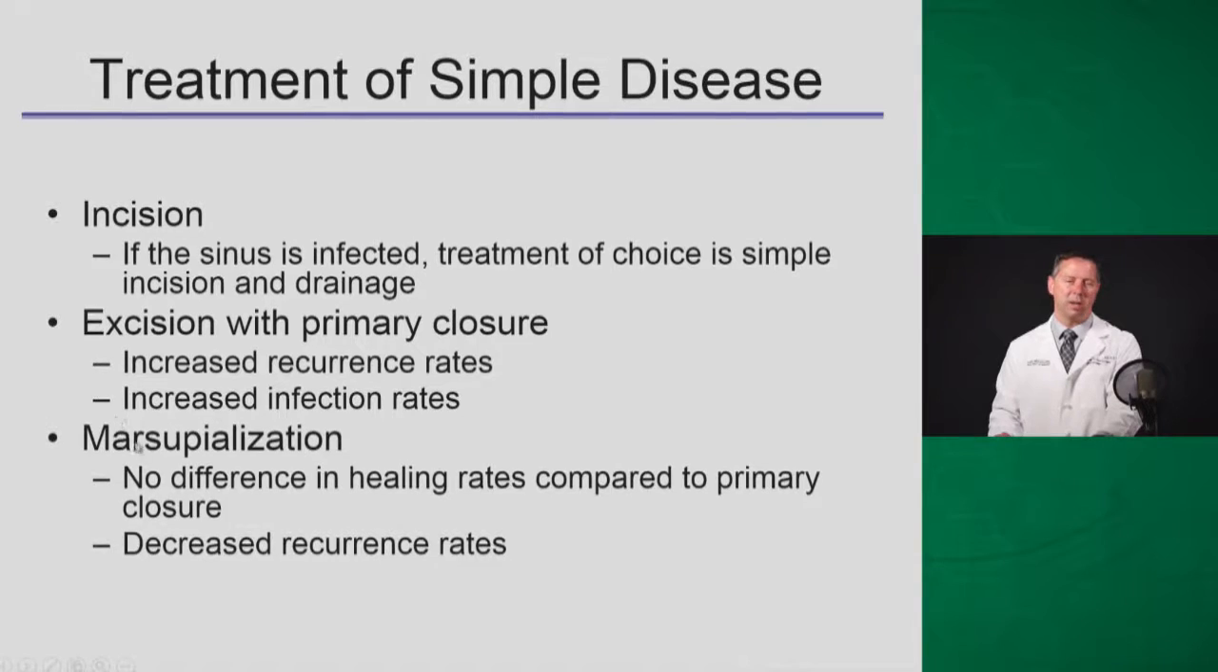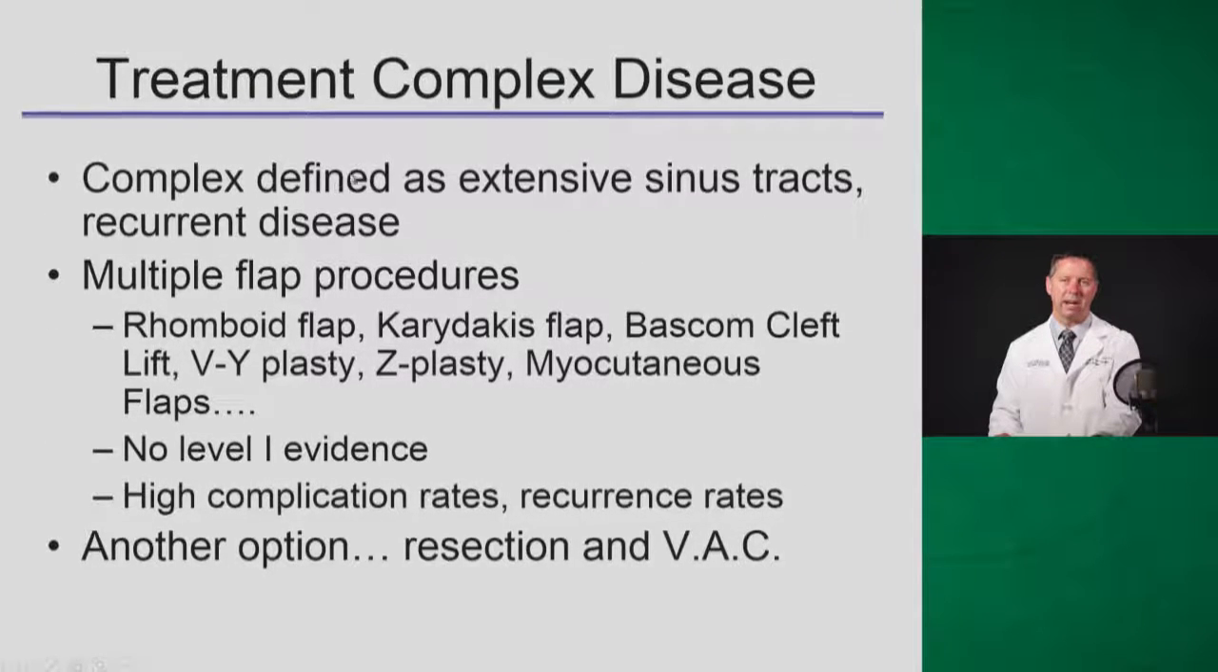The way this looks is you essentially open the tract, curette out all the hair, curette out all the granulation tissue from the tract, and close the skin down to the base of the tract, really just marsupializing the problem. Complex disease is defined as extensive sinus tracts with recurrent disease. There are lots of flap procedures. The bottom line is none of these have level 1 evidence to support them. There are high complication rates and recurrence rates. If you're considering these, you'd better be an expert or send them to someone who is an expert in flap generation and helping these flaps to heal. Another option is simply to do a resection and vacuum therapy.